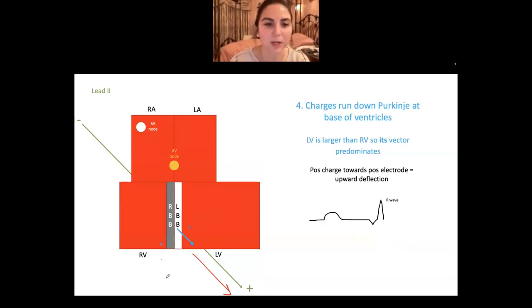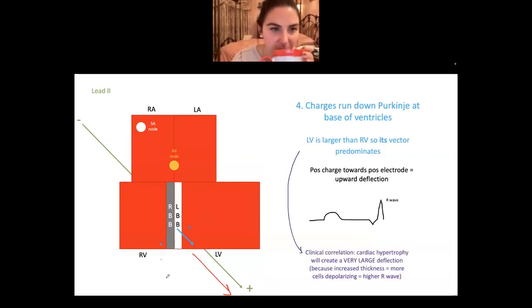So that's your positive deflection. We have a positive charge moving towards the positive electrode. That's going to be an upward, positive deflection.